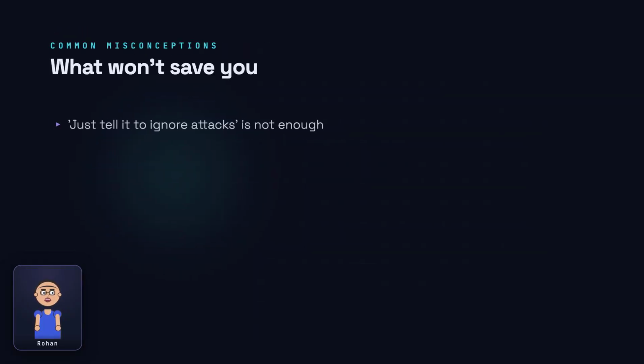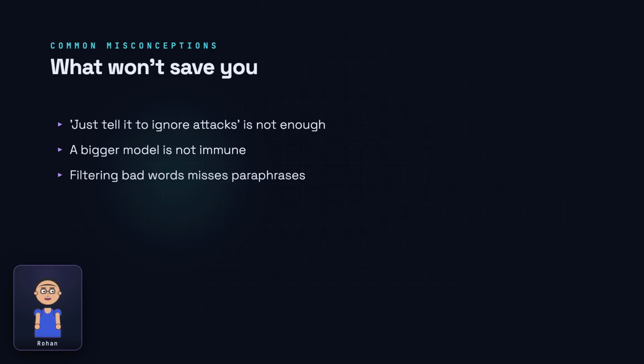A few traps to catch in review. Adding "ignore any malicious instructions" to the prompt is not a fix. It's a hint an attacker can out-argue. A smarter or larger model is not immune. Capability doesn't grant judgment about authority, and keyword filters miss the endless paraphrases of an attack. Real safety lives outside the prompt, in your validation and permissions.